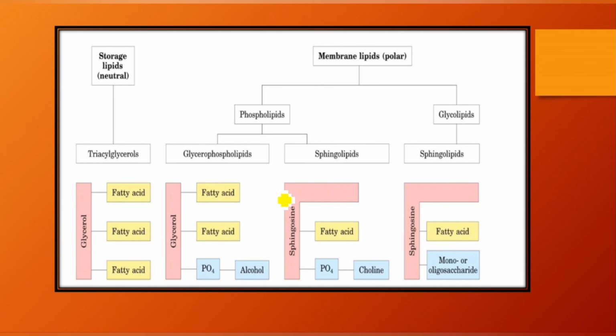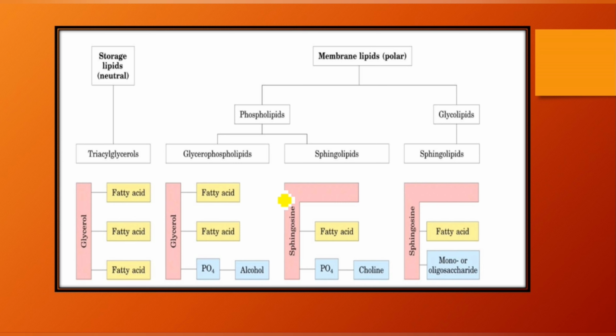The classification of membrane lipids we have studied in the previous slide also. Here a similar thing is shown. Membrane lipids are classified into phospholipid and glycolipid. Here we can see phospholipids are further classified into glycerophospholipids and sphingolipids. Glycerophospholipids, as I have talked, have a glycerol backbone and sphingolipids have a sphingosine backbone.